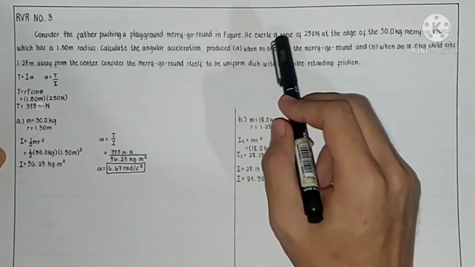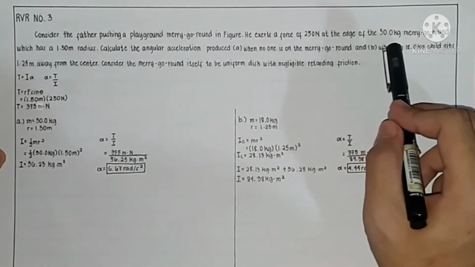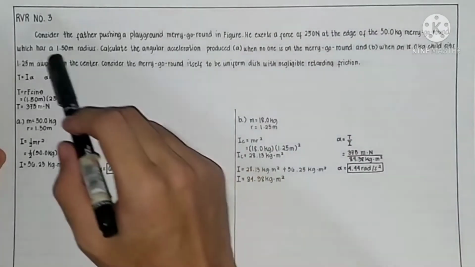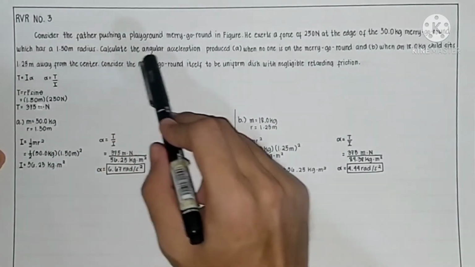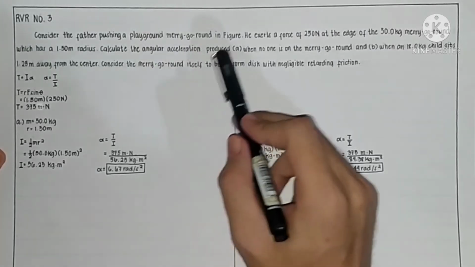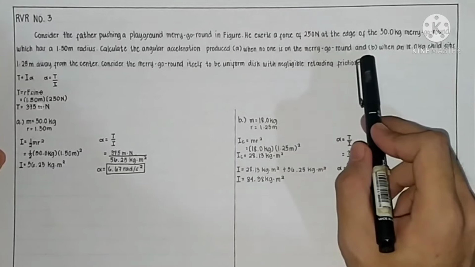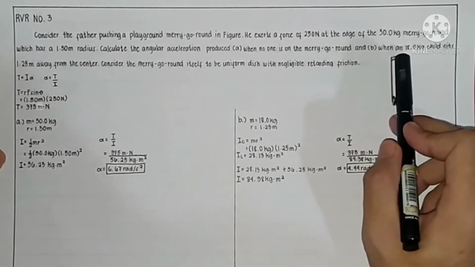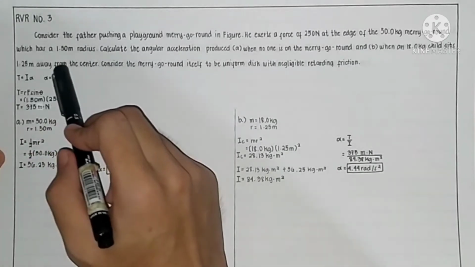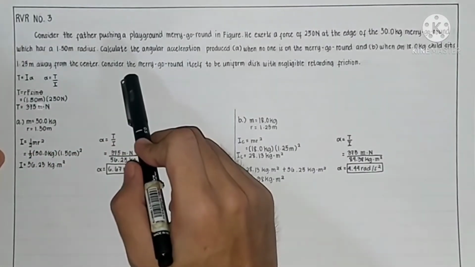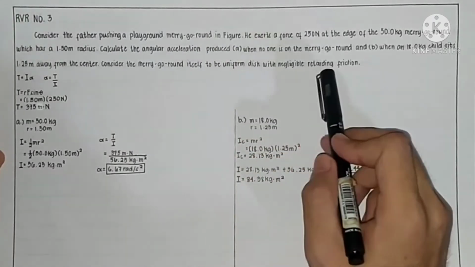He exerts a force of 250 Newton at the edge of a 50.0 kilogram merry-go-round, which has a 1.50 meter radius. Calculate the angular acceleration produced for letter A when no one is on the merry-go-round, and for letter B when an 18.0 kilogram child sits 1.25 meter away from the center. Consider the merry-go-round itself to be a uniform disk with negligible retarding friction.